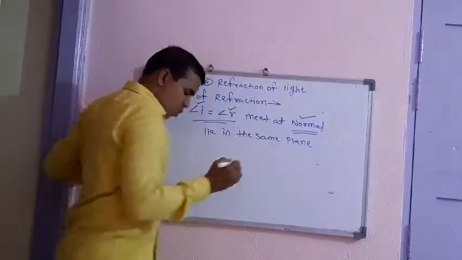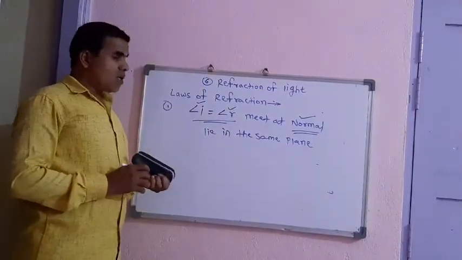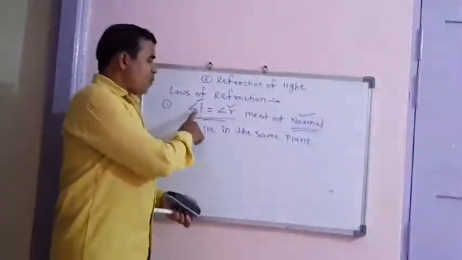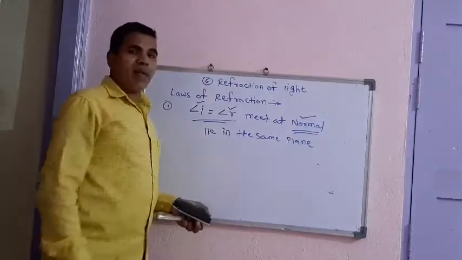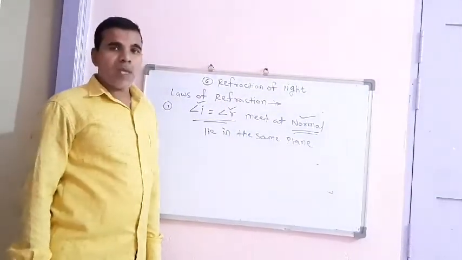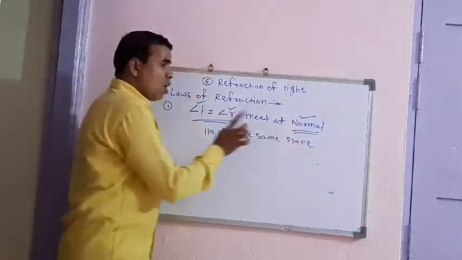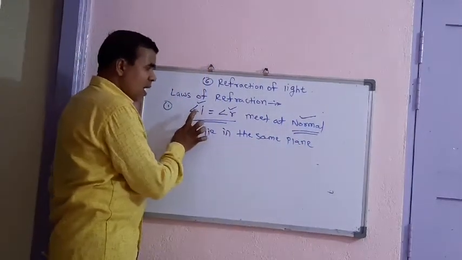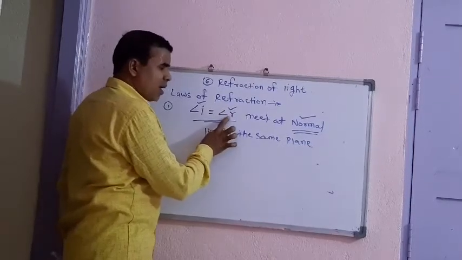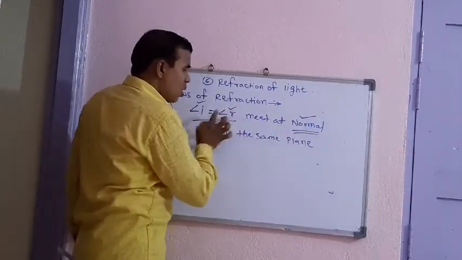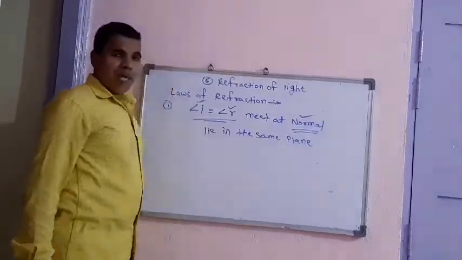The first law is that the angle of incidence and angle of refraction are opposite to each other and they meet at a normal. All three, the angle of incidence, angle of refraction and normal, lie in the same plane.